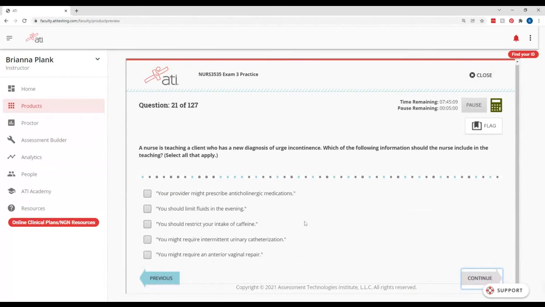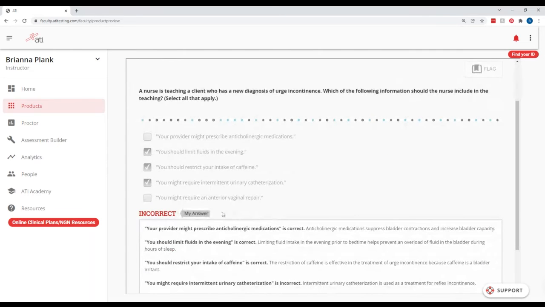We have a new diagnosis of urge incontinence. What do we want to teach our client? There's a lot of choices here. B, C, D. Okay. So, yes, I was going to pick this one.